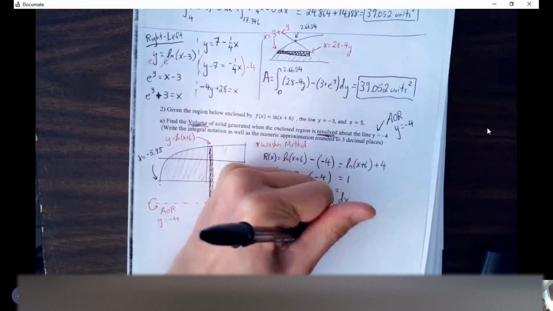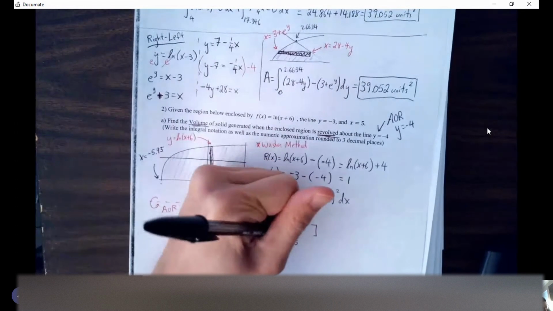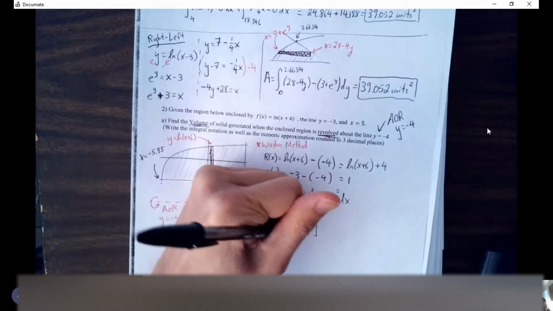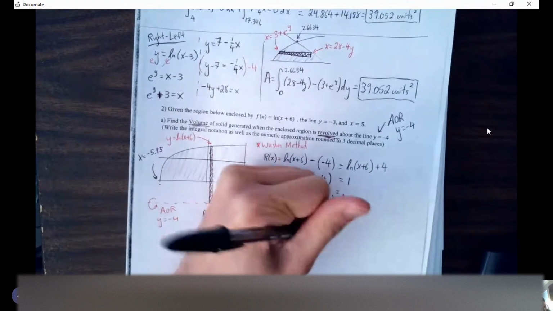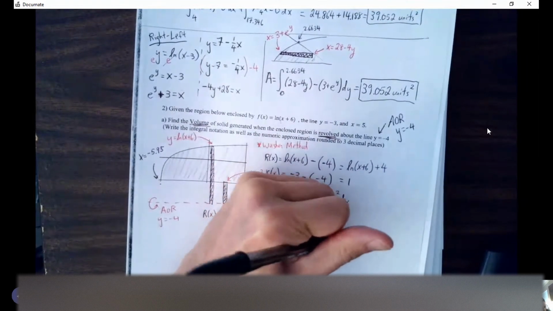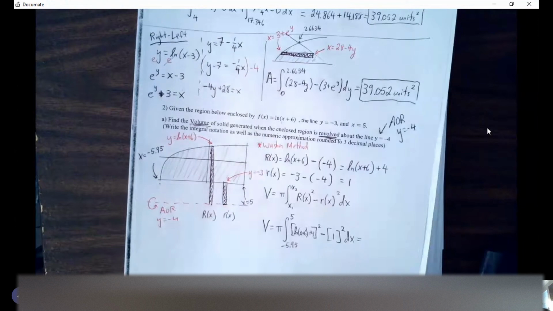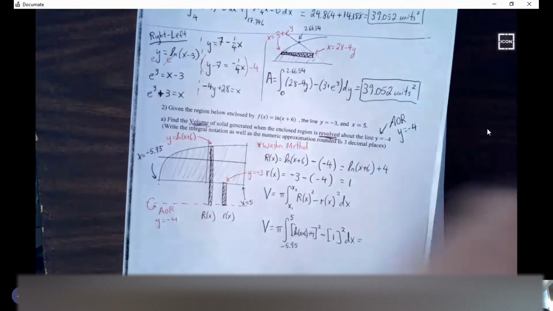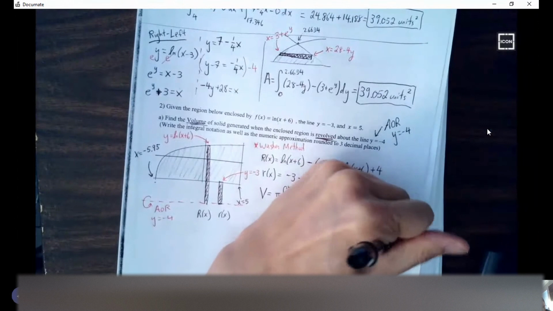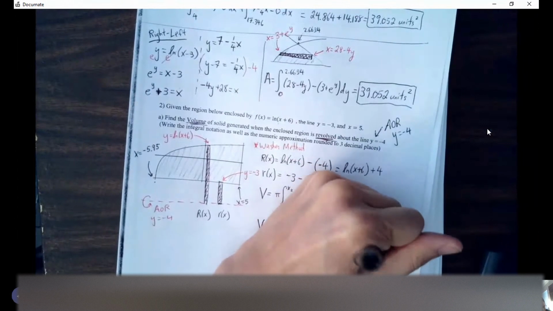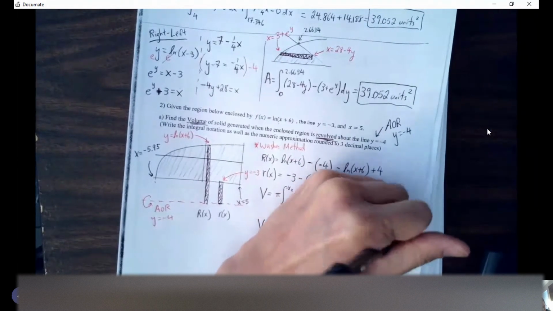Big radius, make sure we square our big radius separately from little radius. It ends up being a pretty large number here, 320 units cubed.